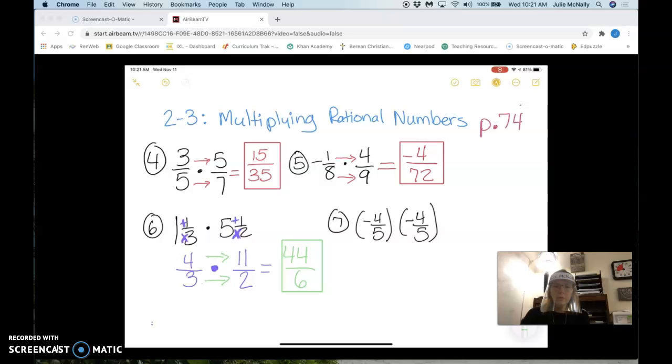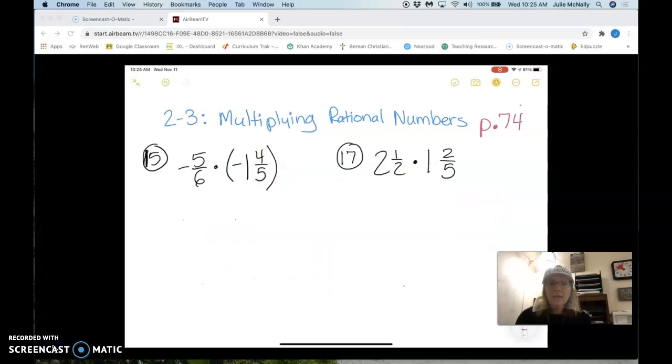Okay, so number 7 has parentheses instead of the little dot. What do parentheses mean to do? Multiply again. So the same thing, we're going to multiply the top numbers, then multiply the bottom numbers. What is negative 4 times negative 4? Positive 16, because when you multiply two negatives together, they turn positive. So positive 16. And then what is 5 times 5? 25. So that's it for number 7.